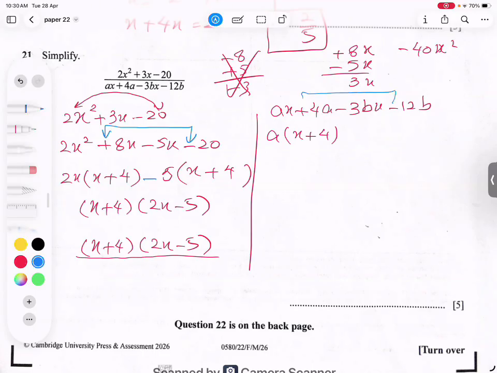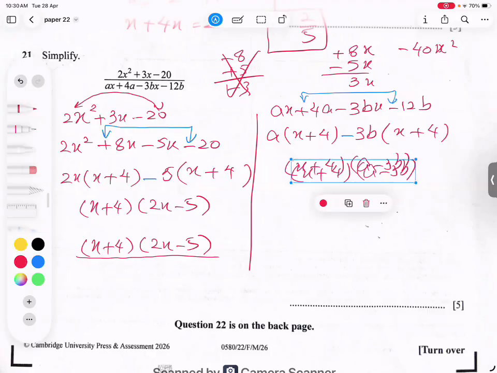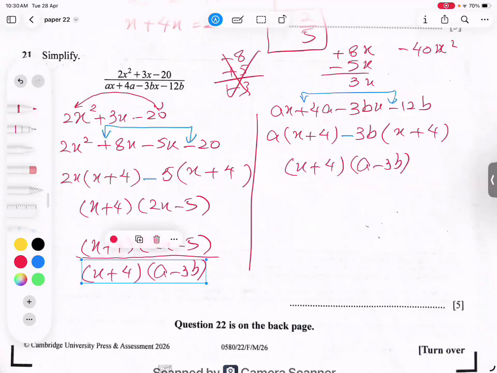Are these signs same? No, they're different. I must take negative common. And from here, what's common? 3b common. I got x plus 4. Do they match? Yes, they match. So I will take this common out and this part left behind, a minus 3b. So this value I'm going to copy where? Copy down and going to finalize the answer.